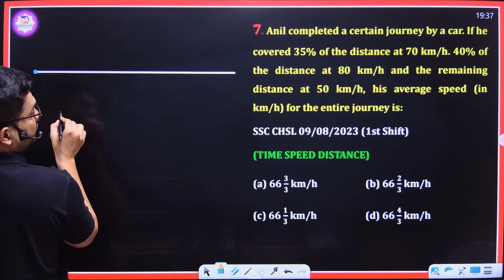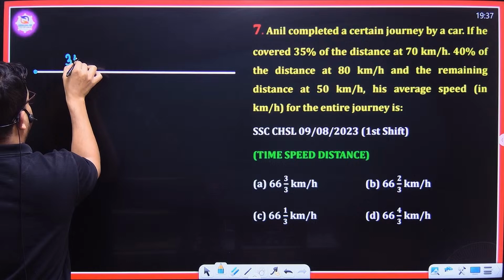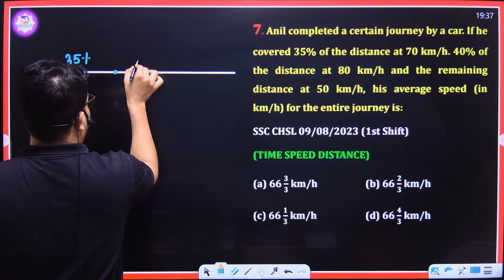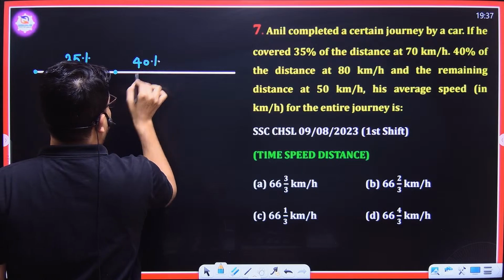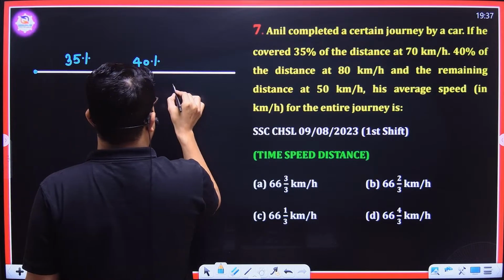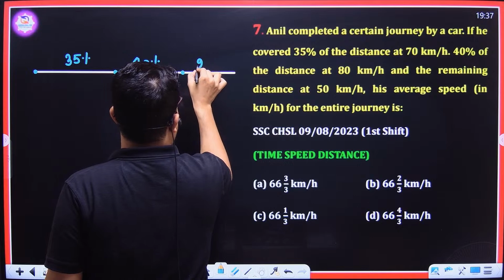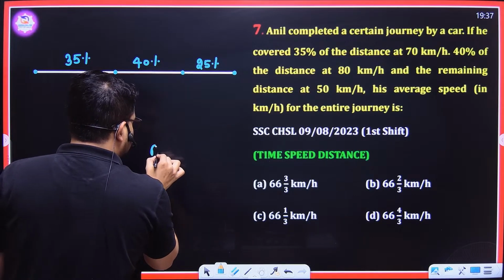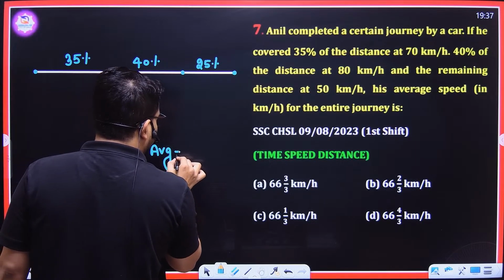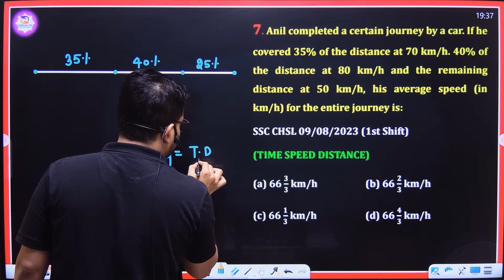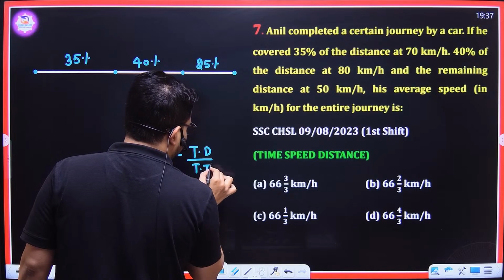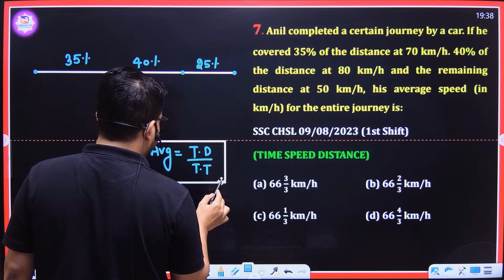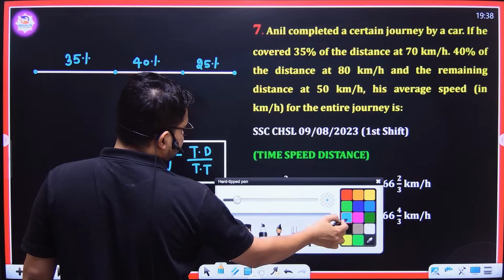First part is what? 35% part. Then what we have? Next 40% part. Then what we have? 25% part. Average speed. The average speed is equal to total distance of the journey divided by total time taken by the person to complete the journey. So what we have? We have only speed, neither we have distance, nor we have time.